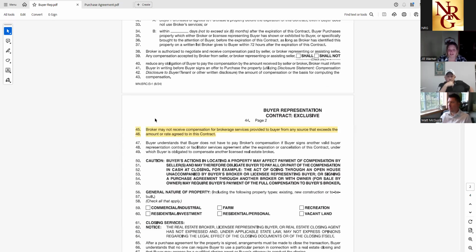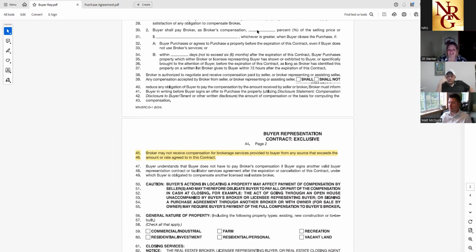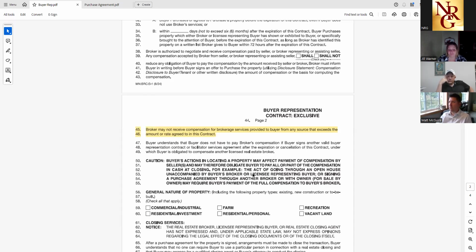They do have it highlighted here in buyer representation. Broker may not receive compensation for broker services provided to the buyer from any source that exceeds the amount or rate agreed to in this contract. So exactly what I said up here, it can't exceed this amount. So please make sure that you are explaining this.